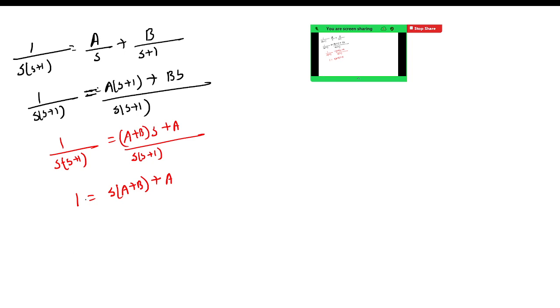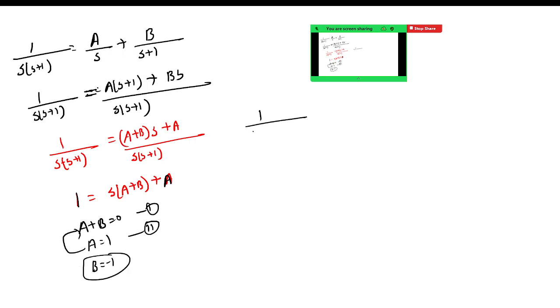Since there is no coefficient of s on the left hand side, the value of A plus B will be equal to 0. And since there is a constant on the left hand side and a constant on the right hand side independently, the value of A will be equal to 1. This one is equation first, this one is equation second. So I'll substitute the value of A in equation second, and I'll get the value of B equals minus 1.